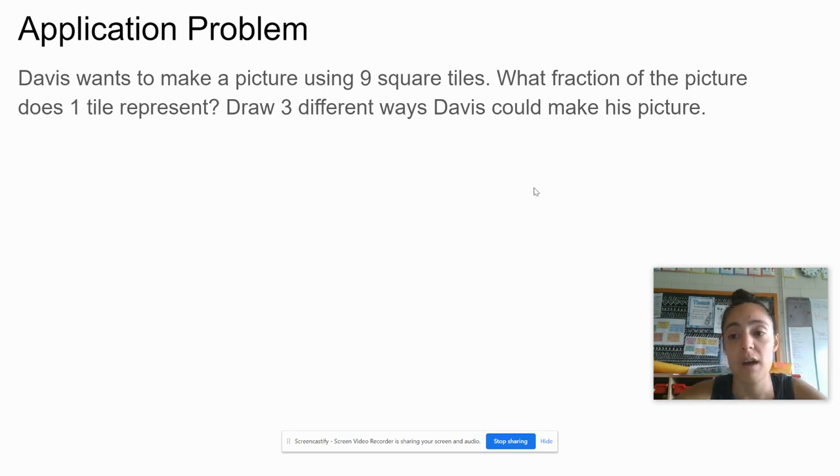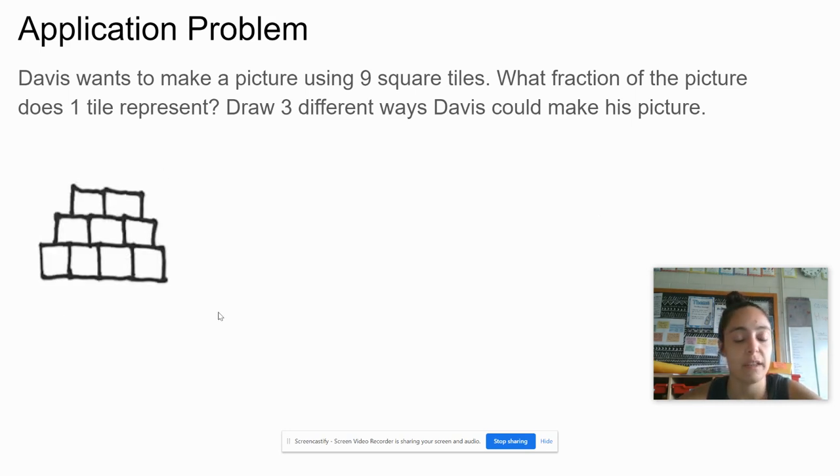What fraction of the picture does one tile represent? So I need to think about the fraction and one tile and what it represents. So draw 3 different ways Davis could make his picture. So think about our 9 square tiles and drawing 3 different ways Davis could make his picture. So take a moment, pause this video, and try thinking of the 3 different ways.